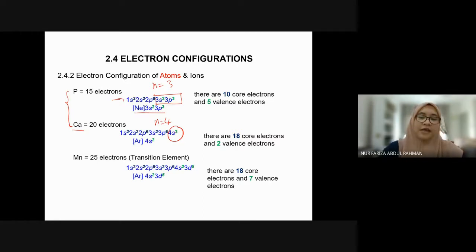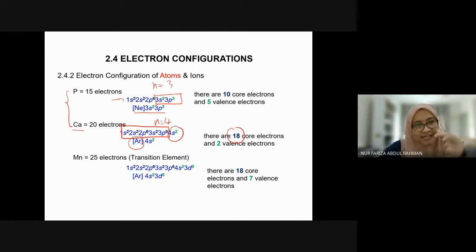We have 2 electrons in N equals 4, then the rest will be core electrons. So in total, we have 18 electrons. This can also be written in condensed form, so we can use argon to represent the 18 electrons. Okay, this is special for transition elements. Transition elements are always special.